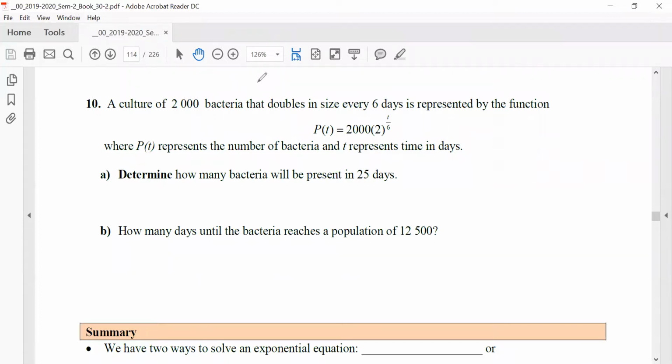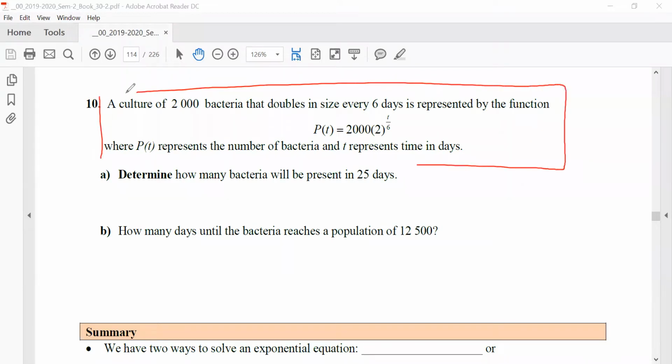Okay, last question, my friends. So the real reason why we study these exponentials, unfortunately, is what's going on in the world today. This is a question about bacteria. Well, we could easily change this to say, this is a virus. Exponential equations model a lot of stuff in nature. Remember, we talked about that on the first day.